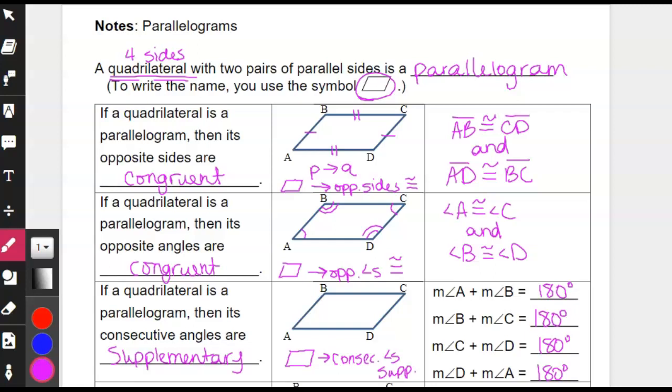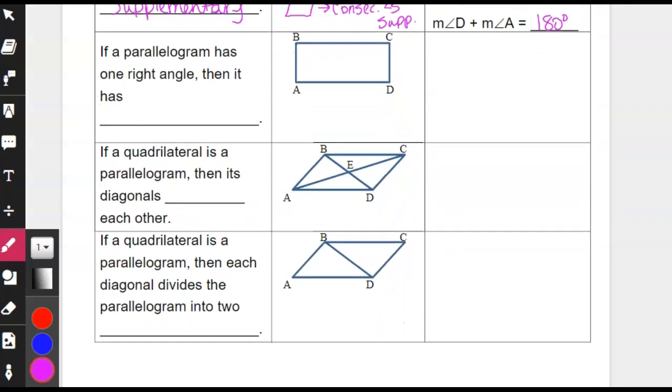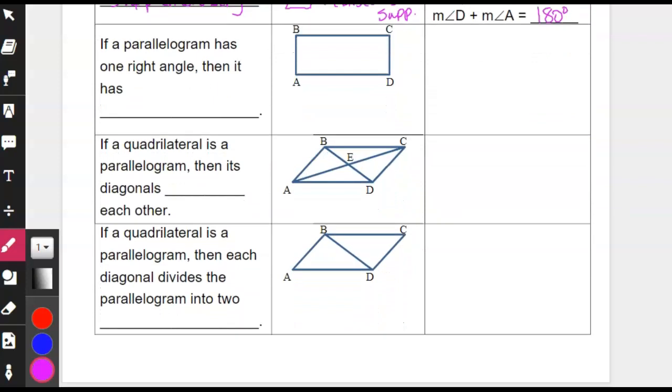So I'm going to move this on down so we can see the rest of our properties. There we go. The next property starts out a little bit differently: if a parallelogram has one right angle, then it has blank. So if I look at the quadrilateral that they've given me, and it says that it's a parallelogram, let's say that it has one right angle. So let's give angle A a 90-degree measure.